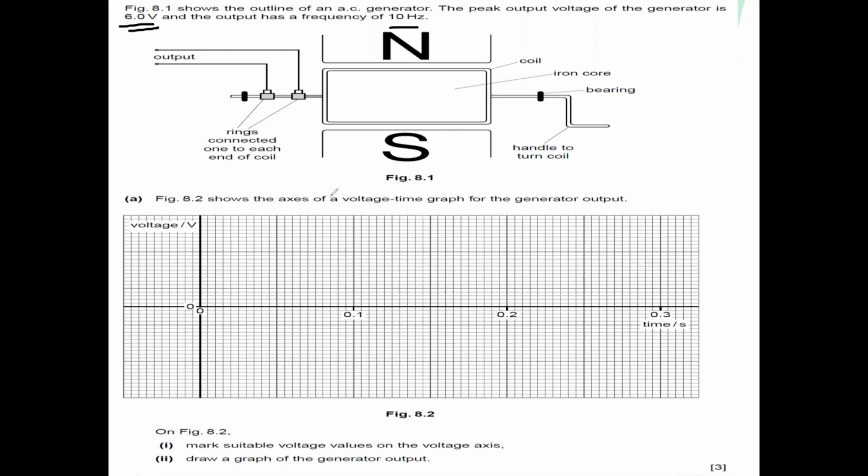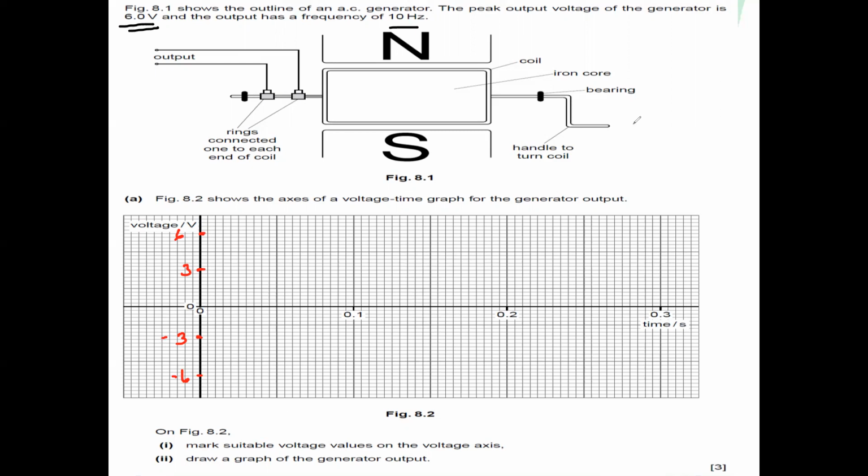Figure 8.2 shows the axes of voltage and time for a generator output. On figure 8.2, mark suitable voltage values and draw the graph. So maximum is 6. For example, if we mark 5 boxes equals 3 and then remaining 5 boxes equals 6, and down also 5 boxes equals -3 and then remaining 5 boxes -6. So 5 boxes represent 3. Now we have to show how the voltage will vary.